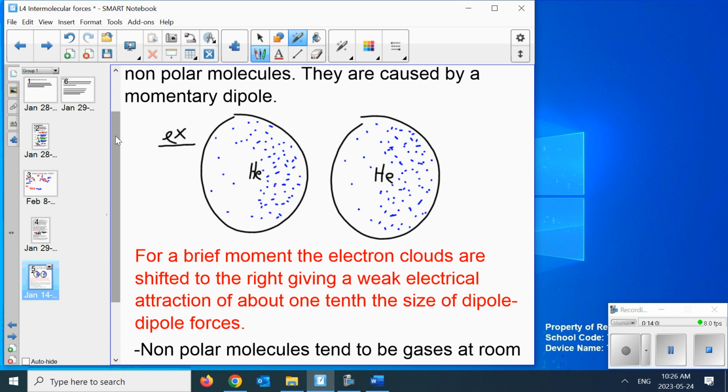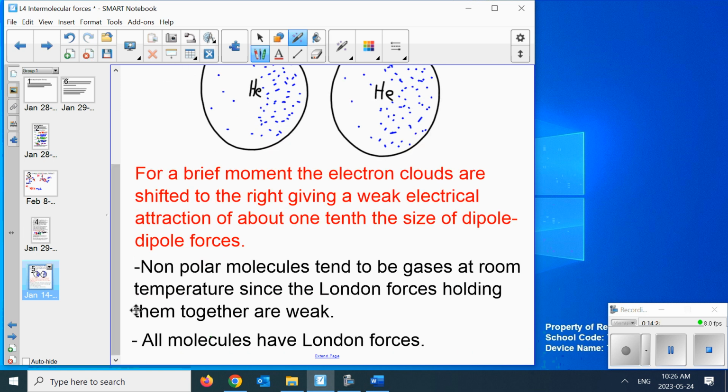Okay, so that's what I've got here. This would be a slightly negative end because the electrons in that region are more there for the next second than here. So this would be slightly positive, and vice versa. But it's very fleeting and it changes within seconds. Non-polar molecules tend to be gases at room temperature since the London forces holding them together are weak. But all molecules have some type of London force. It's just that if it's a polar molecule, the dipole force is massive, totally.